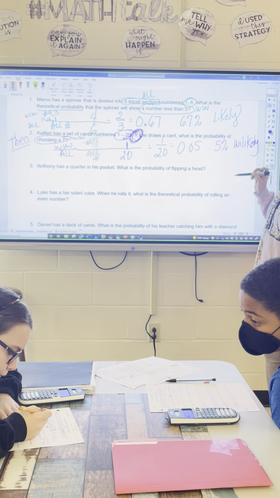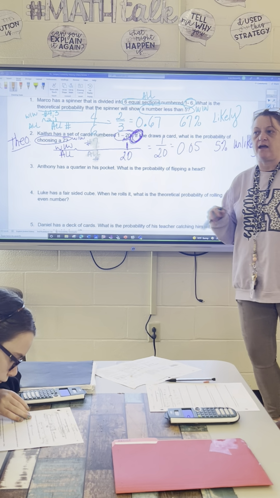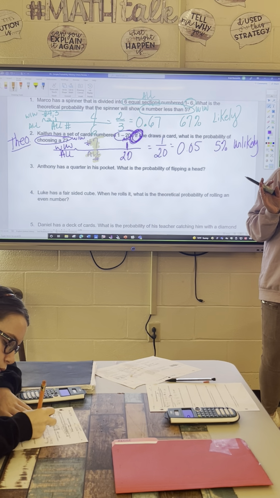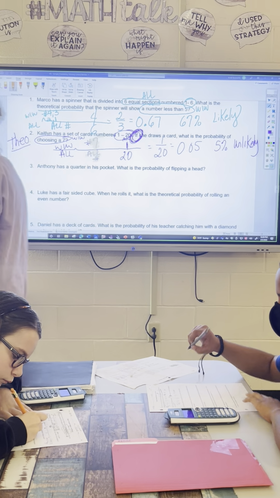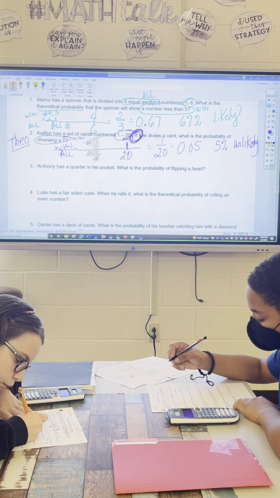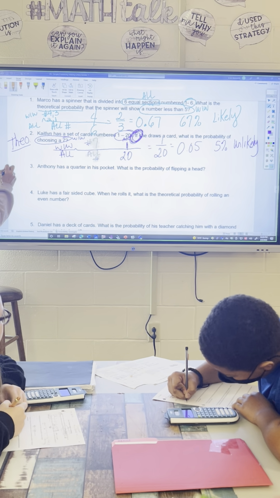Anthony has a quarter in his pocket. What is the probability of him flipping heads? Now, you probably can tell me that right off the top of your head, but we're still going to set it up. Has he flipped that coin? No. So is this theoretical or experimental? Theoretical. This is theoretical.